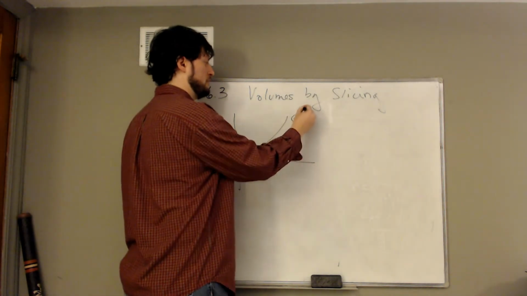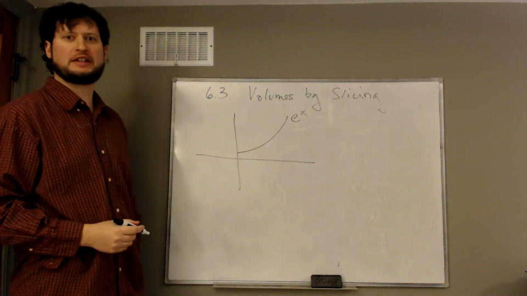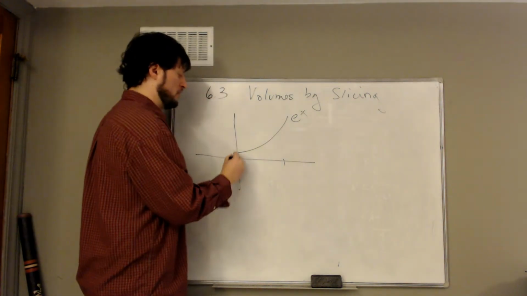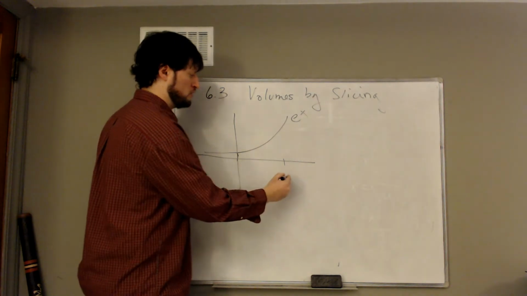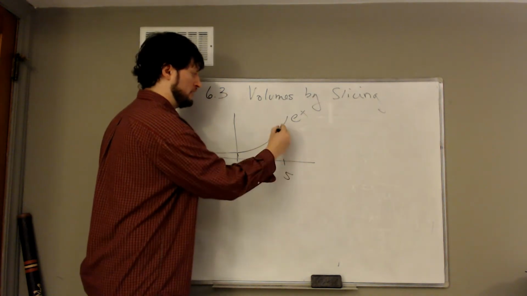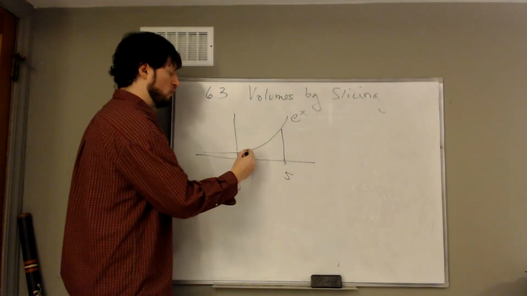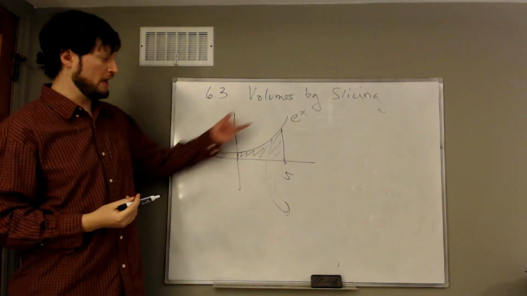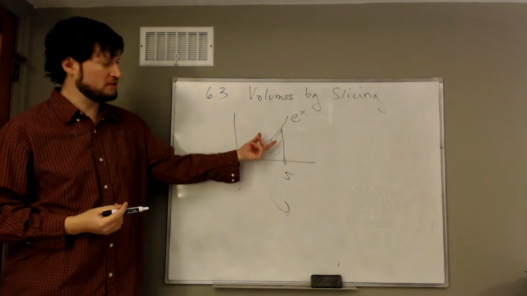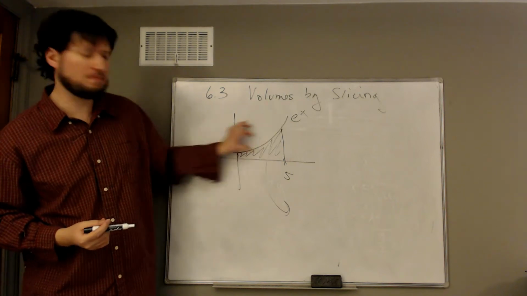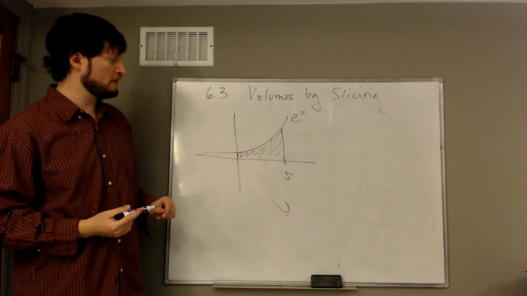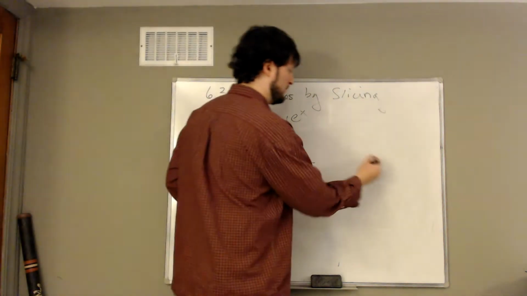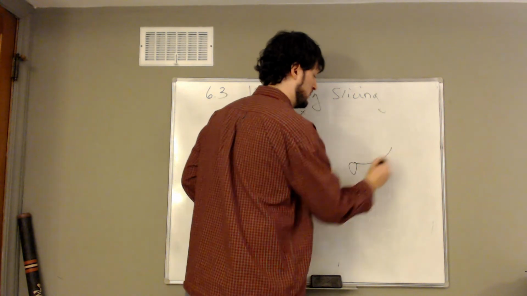some function. Maybe this is the function y equals e to the x. And I took this region right here. Let's go from 0 to 5. I took this region and I rotated that region all the way around the x-axis. So I took this little shape and I spun it all the way around the x-axis. And if I do that, then what I'd end up getting is something that looks sort of like this.